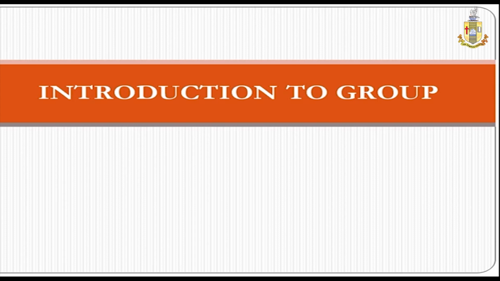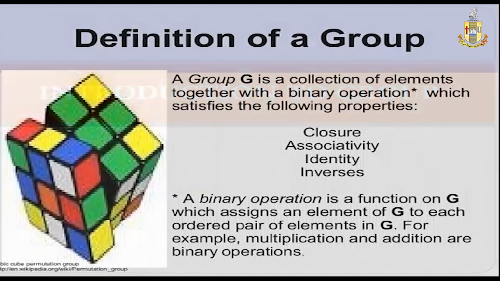Introduction to group. Let us see the definition of group. A group G is a collection of elements together with a binary operation which satisfies the following properties: closure, associativity, identity, inverse. A binary operation is a function on G which assigns an element of G to each ordered pair of elements in G. For example, multiplication and addition.